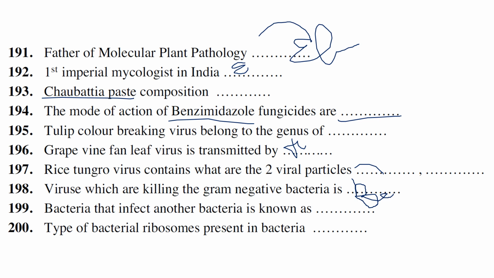Virus killing another bacteria, whether it is gram positive or gram negative, it's not a big deal. But just remember, virus killing bacteria is bacteriophage, which was discovered by Twort and d'Herelle individually, right? But the term bacteriophage was given by d'Herelle in 1917. Bacteria that infect another bacteria, just now we discussed, right? Bdellovibrio. Bacteria that infect another bacteria is called Bdellovibrio. That was given by Stolp and Petzold, 1962. Type of ribosome present in bacteria. So bacteria contain ribosomes. Not only bacteria, all prokaryotes contain 70S type of ribosomes. Eukaryotes contain 80S type of ribosomes.